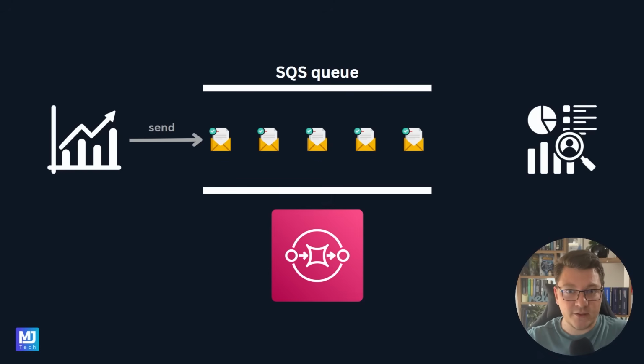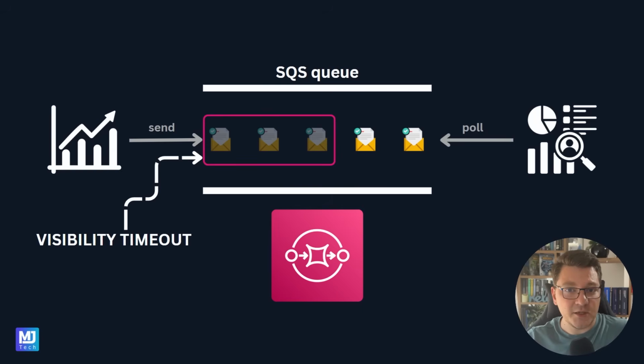Now, what's interesting about SQS is that it doesn't use a publish-subscribe approach. Instead, it uses polling on the consumer end to figure out if there are any messages in the queue that they should consume. So our second application starts polling our SQS queue, and let's say it picks up the first 3 messages that we sent.